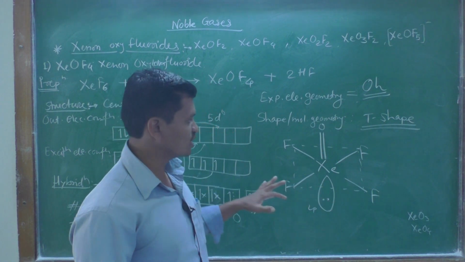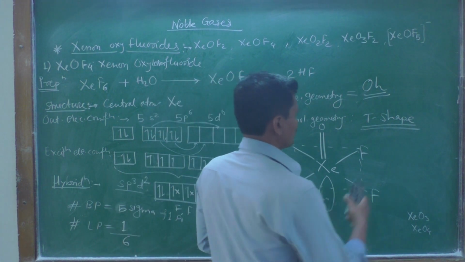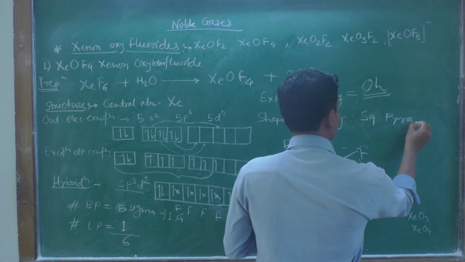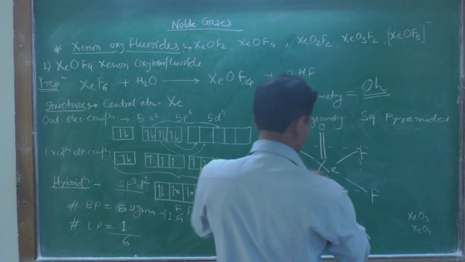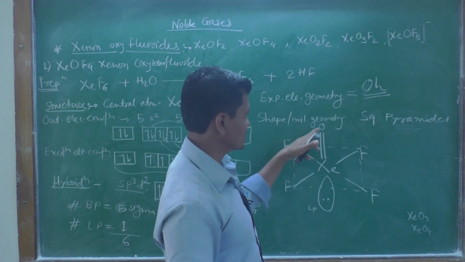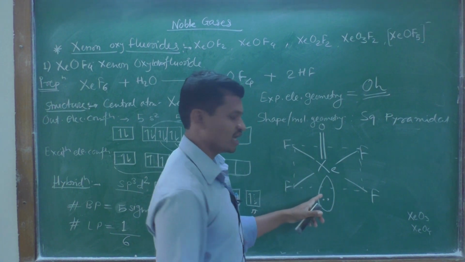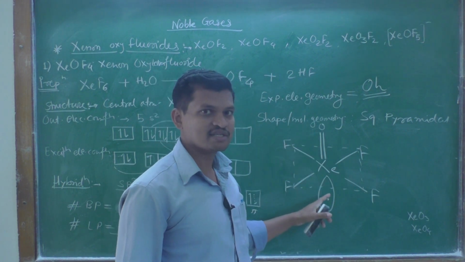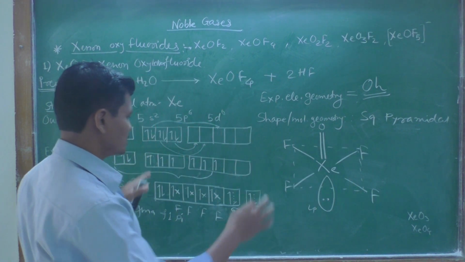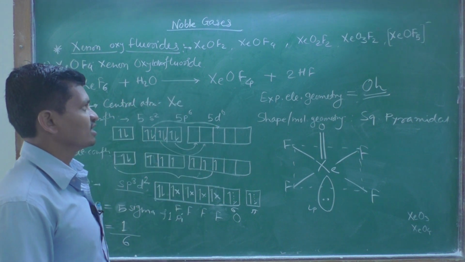But the actual geometry or molecular shape is square pyramidal. How will you obtain this? So this is a square and only one bond is present at the top. So it is a square and it is like a pyramid. Square pyramidal. So neglecting this lone pair, the geometry will be square pyramidal. So this is all about XeOF4, that is xenon oxytetrafluoride.